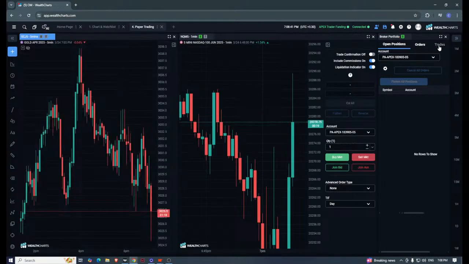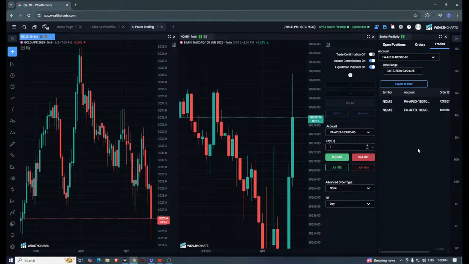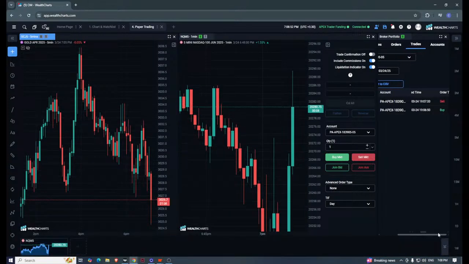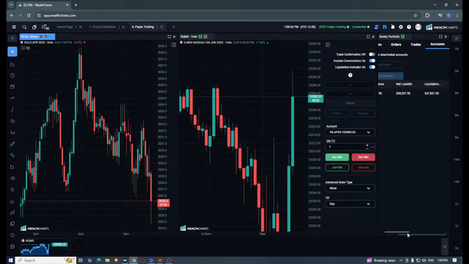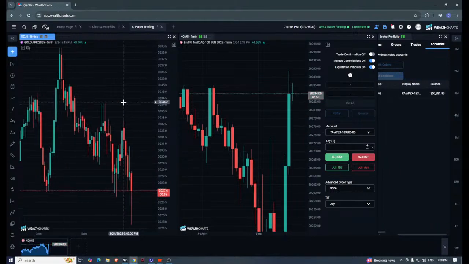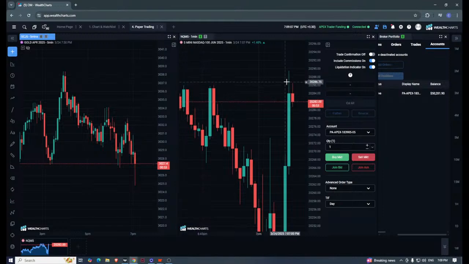I'll show you my account. Accounts, we are in at $281 profitable here. So not bad. ठीक है, चलेगा.